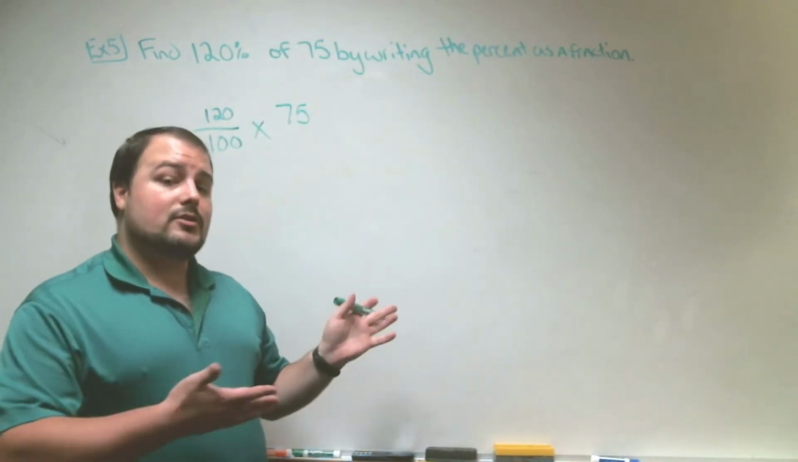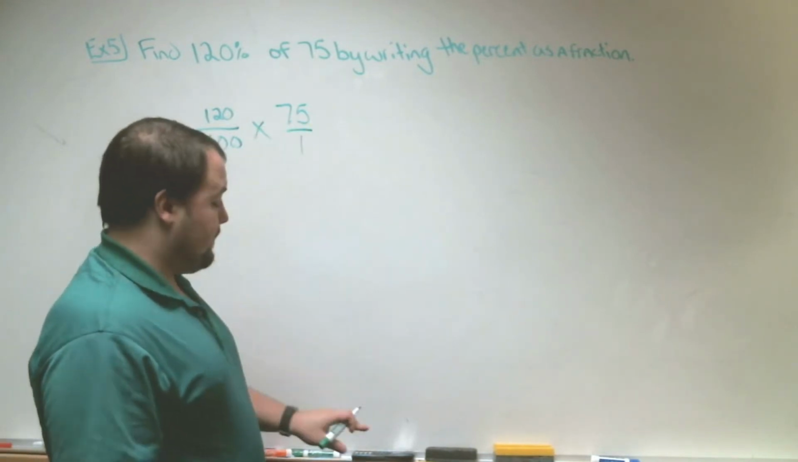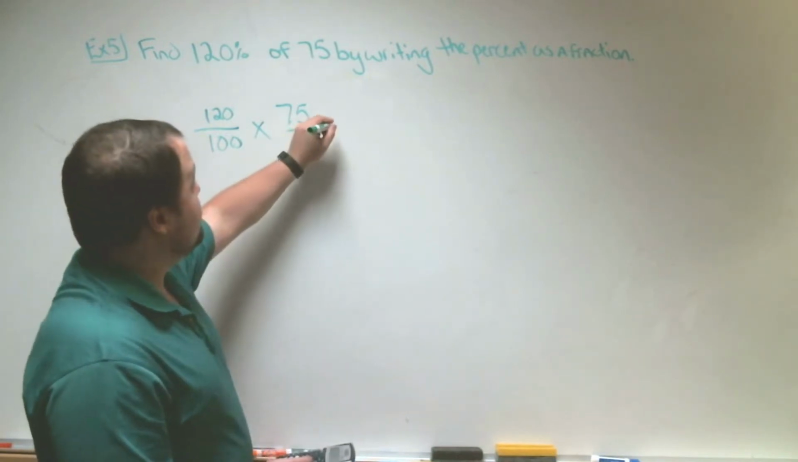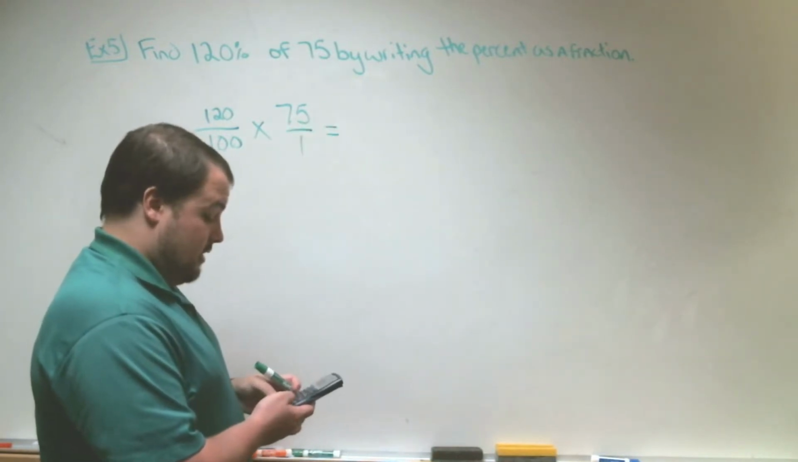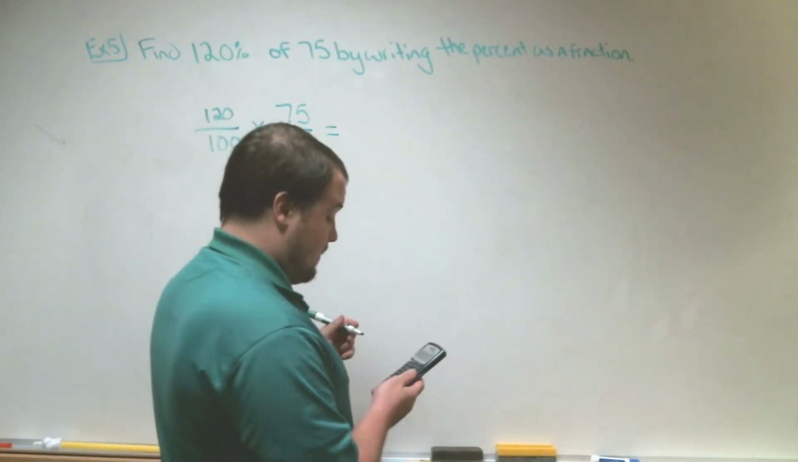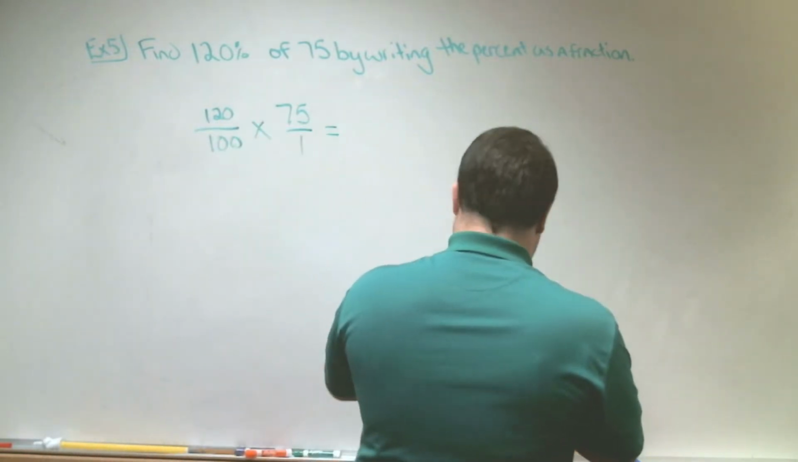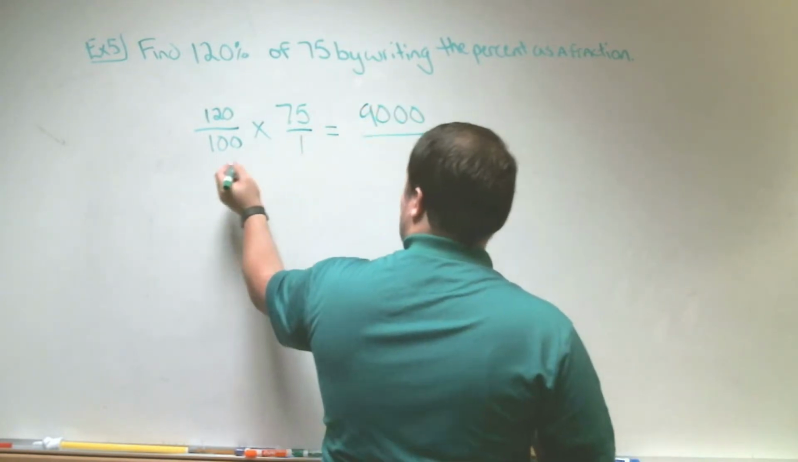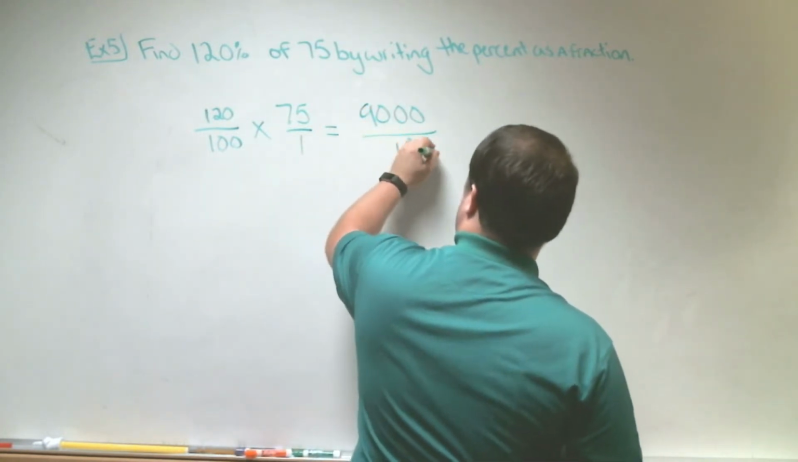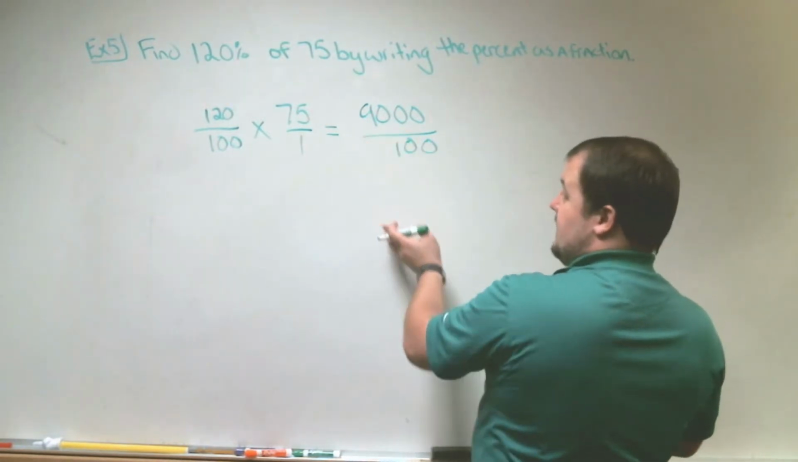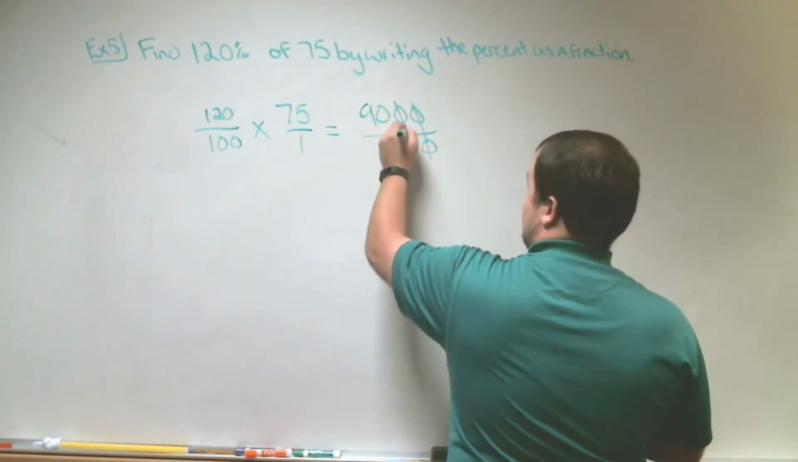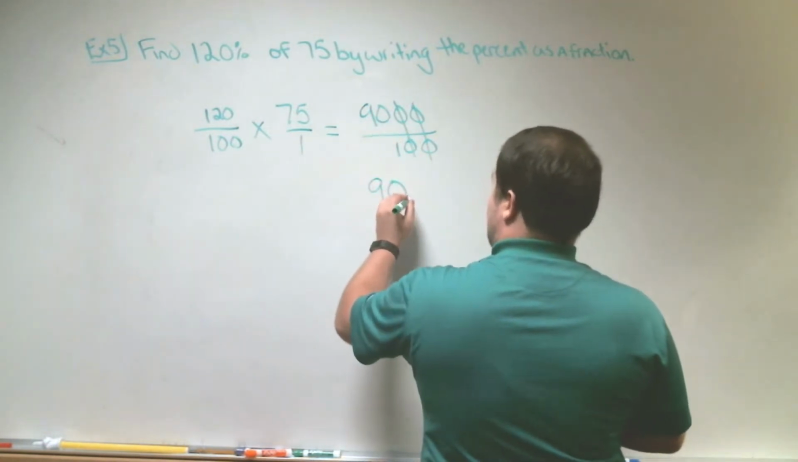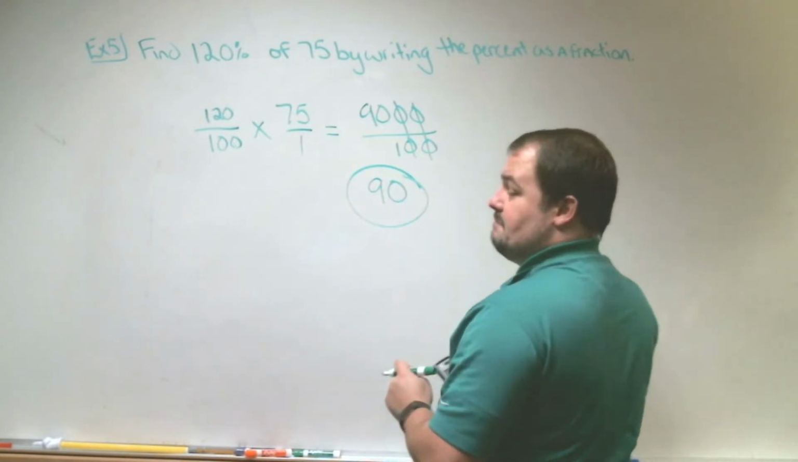75, and now all we got to do is put that 75 over 1. I'm going to go ahead and use a calculator to help me with my math real quick, and I'm just going to multiply straight across. 120 times 75, that equals 9,000. 100 times 1 is 100. And now if I take these and I divide them, I have zeros here, they can cancel out. I really have 90 divided by 1. So 90 divided by 1 is 90.